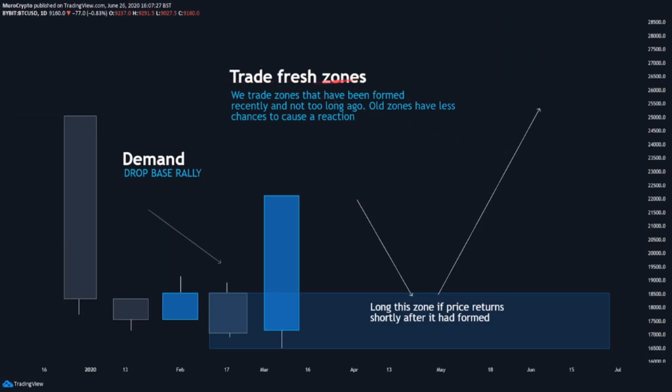Trade fresh zones. We trade zones that have been formed recently and not too long ago. Old zones have less chances to cause a reaction. Okay, again, the same example, drop, base, rally, and when the price returns here, long this zone if price returns shortly after it had formed. Don't long this zone when the price returns after too long, depending on the time frame.